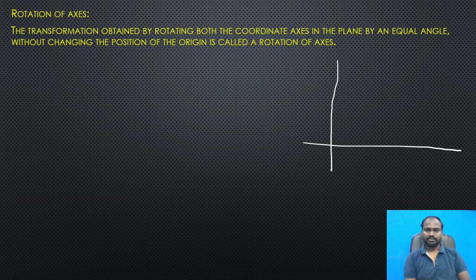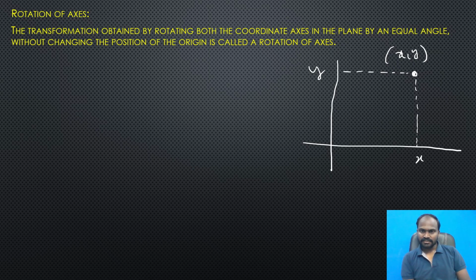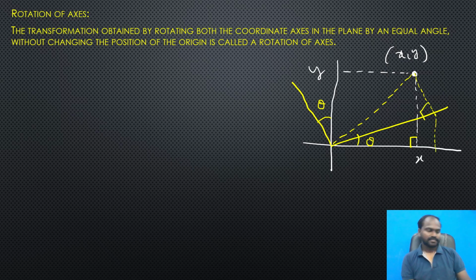So rotation of axis. Let us take a point here, some x comma y. So this is your x and this is your y. Now we rotated this with some angle theta. This is the theta. Now this is x, let us take this. Here there is a right angle triangle, and here also there is a right angle triangle, right. Okay.